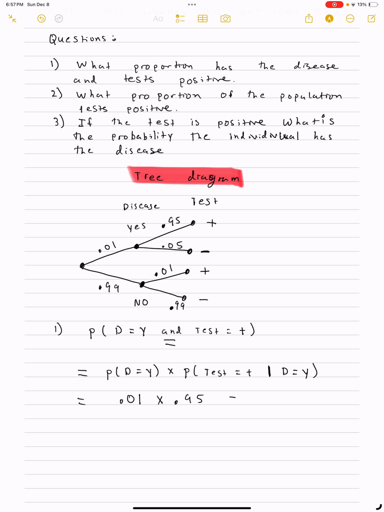And that is 0.95%. So about 1% of the population. Less than 1% of the population, right? Because 1% has it, and almost 1%, 0.95, test positive for it. And the others are given a false negative, so they're mistakenly told that they don't have the disease when in fact they do.